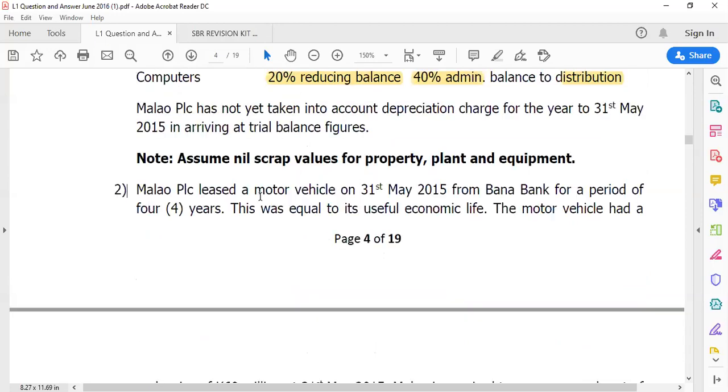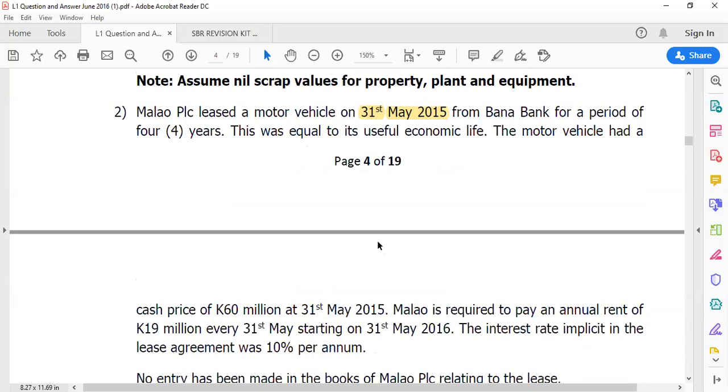Note number two says, Malawi PLC leased a motor vehicle on 31st May 2015. You see, there's a reason why I emphasize that if you can't see dates in financial reporting, you should not write the exam, because you waste money. Dates are important because they help you to see what is actually happening. So this one, we are going to work it out right here. From Bana Bank for a period of 4 years, okay? There's a reason why they said 4 years, for depreciation purposes. This was equal to its useful economic life. The motor vehicle had a cash price of 60 million, okay? At 31st May 2015. Malawi is required to pay an annual rent of 19 million every 31st May. Are you seeing? Every 31st May.